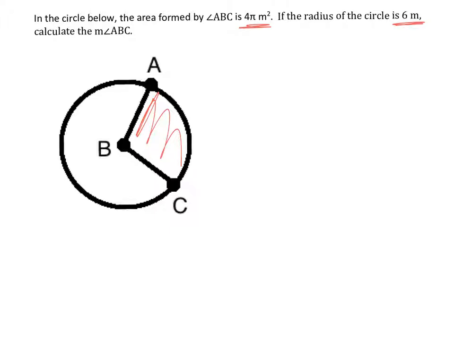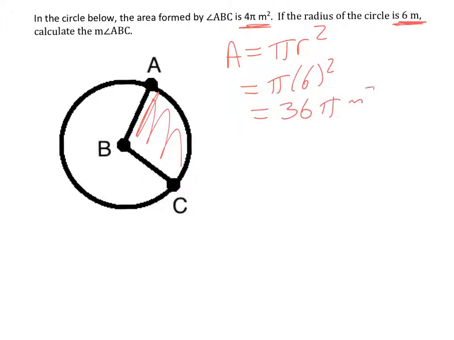So once again, whenever you have the chance, it's usually good to find the area of the full circle. So area of the full circle is pi r squared. Hey, we have the radius, so it's just pi times 6 squared. So the full circle is 36 pi, and again, if we want meters squared as the unit. And we know, in this case, the area of the sector. We're looking for the angle. So we set up our equation. We know that the area of a sector equals the fraction of the area of the circle times the full area.